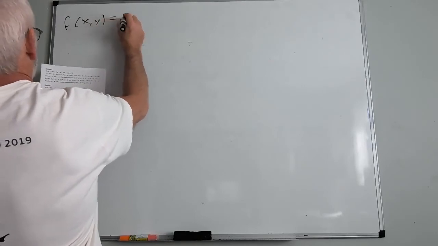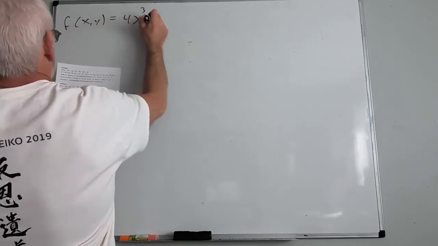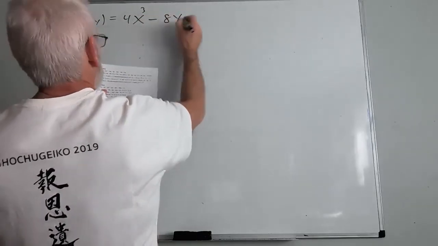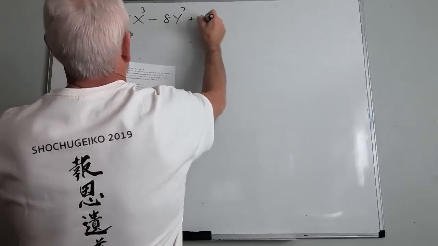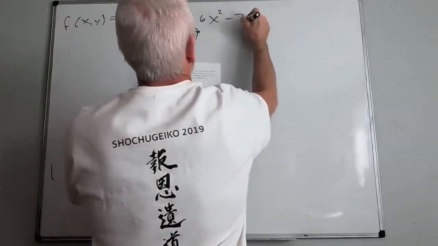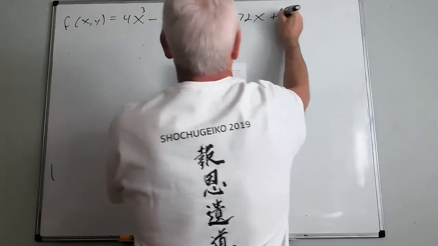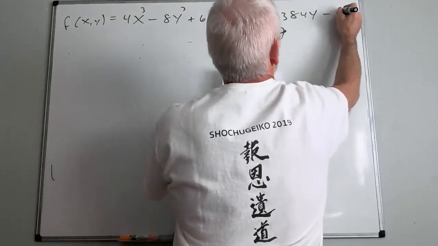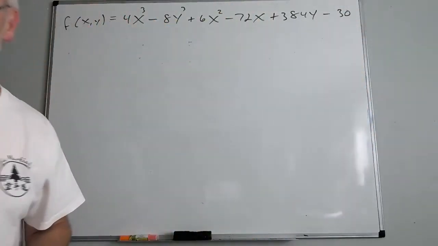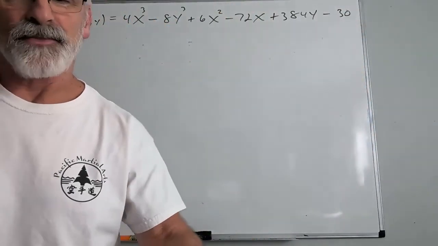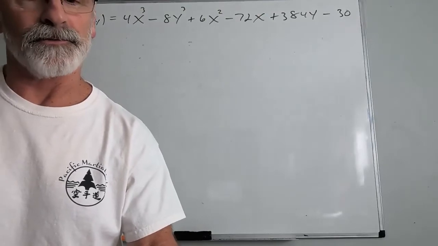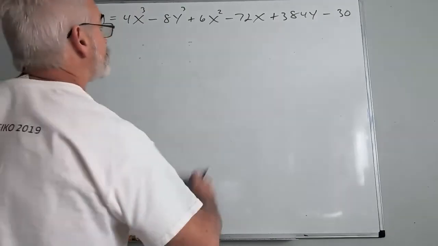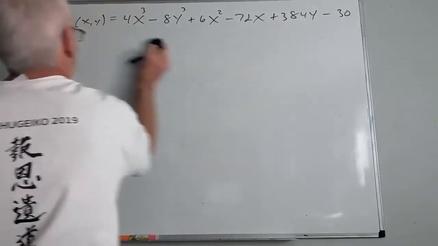All right, f of x y equals 4x cubed minus 8y cubed, plus 6x squared minus 72x plus 384y minus 30. Yeah, like I said, diabolical to the end. Now, there's going to be a lot of work on this one. I got a lot of terms.